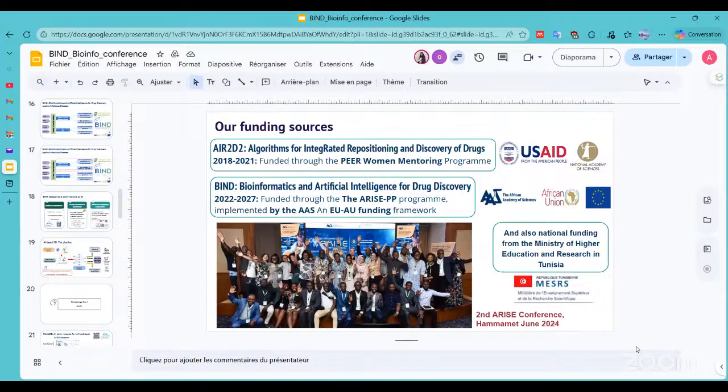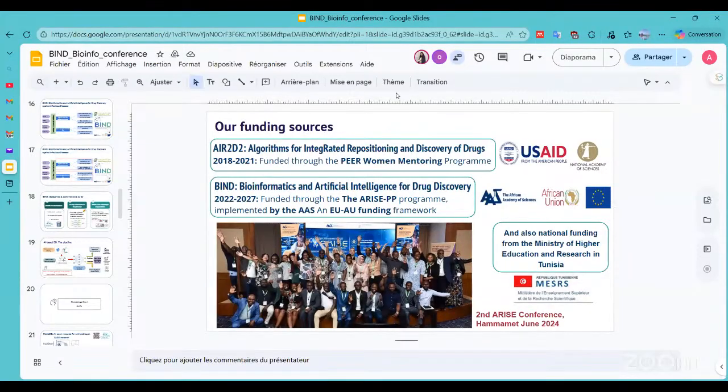So I'll go directly to present what we do. So here I'm presenting our funding sources. So we are a multidisciplinary team based in Institut Pasteur of Tunis, and we have started working on introducing AI and deep learning in our drug discovery approaches since 2017.